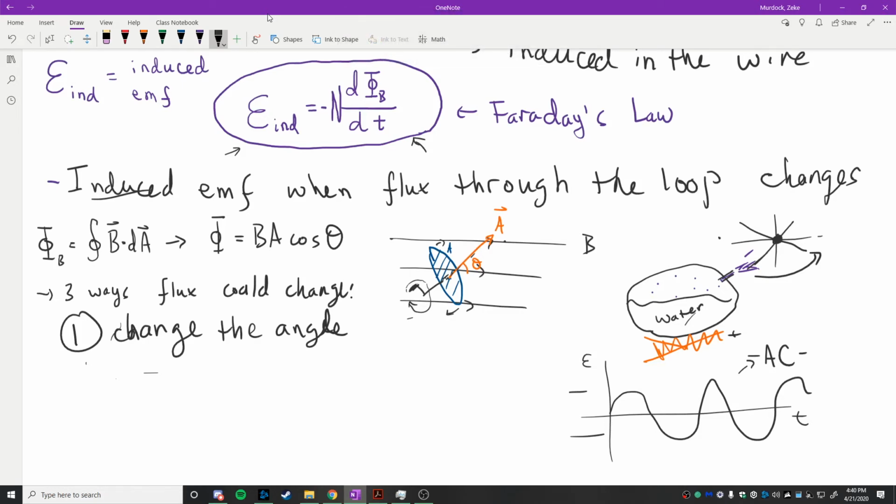How else? 3 ways to change the flux. We only labeled 1, right? What else can we do? What's the second way that we can change the flux? How else could we change the flux? There's 3 factors, right? We just said angle. If the angle changes, that changes the flux, right? We've got these other 2 too, right? If B changes, you can change the magnetic field. Meaning the magnetic field could be growing or weakening or something like that.